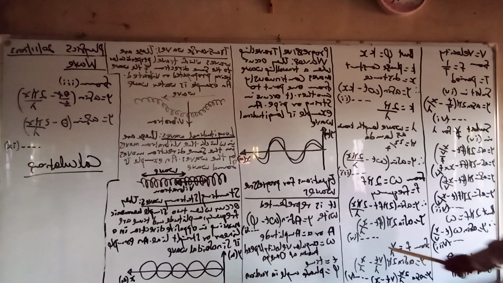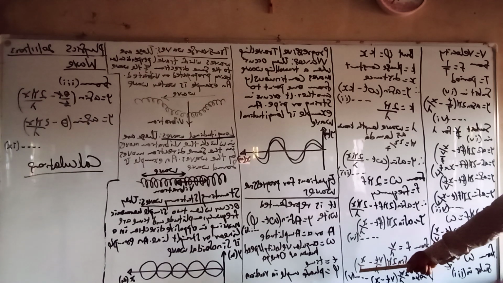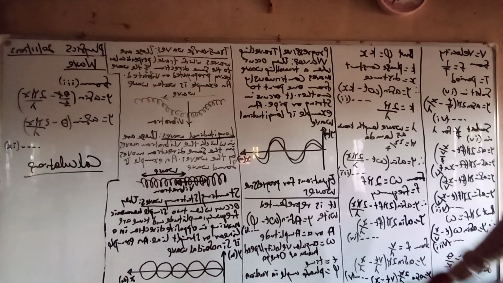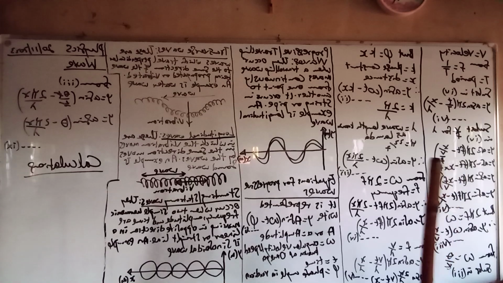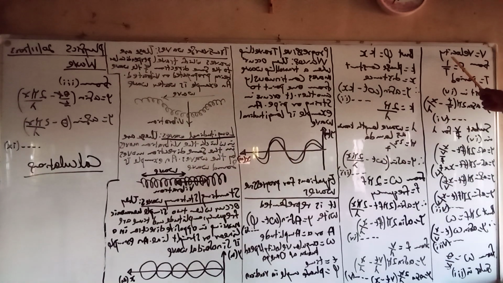Sorry, not equation 5 yet. Then we factorize this lambda. The two lambdas are the denominator. We now factorize, picking one. When we pick one, the equation becomes y equals a sine 2 pi over lambda, bracket vt minus x. Now equation 5, where v is velocity.